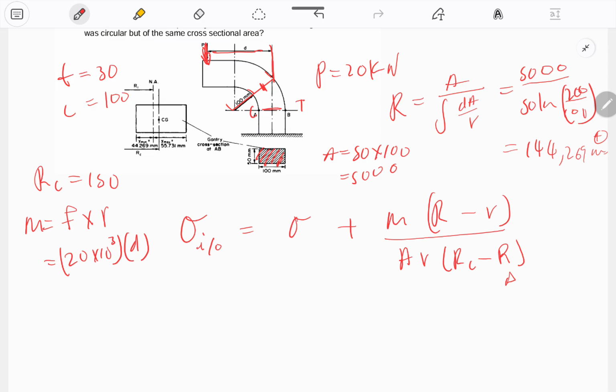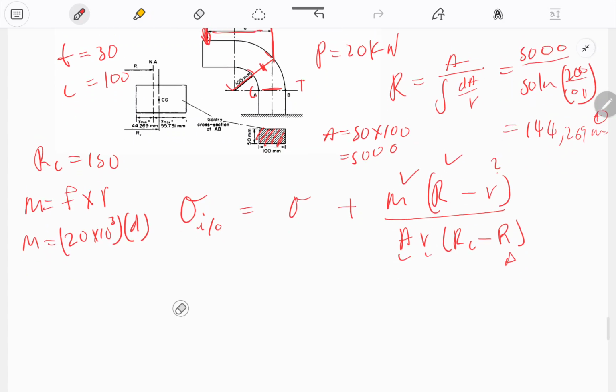Now we have M. This is what M is. So we have M, we have R. This is where we are interested in. We have area, we have literally everything here. Okay, let's start with inside.